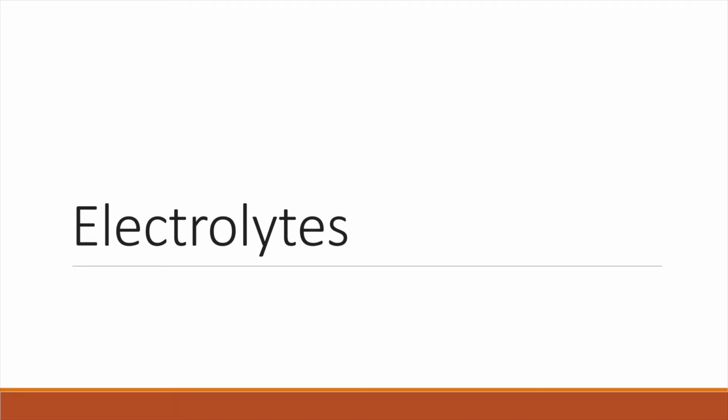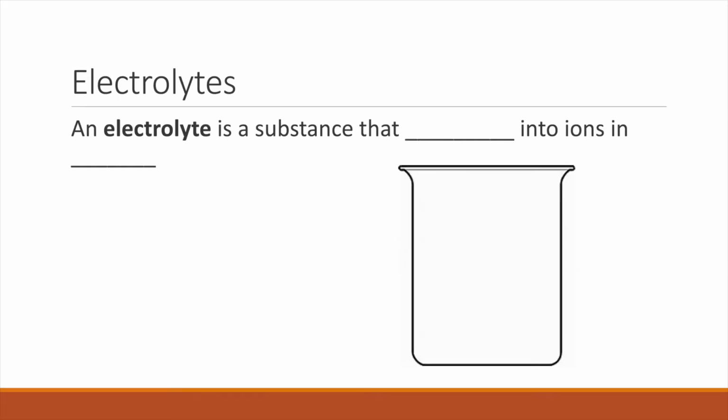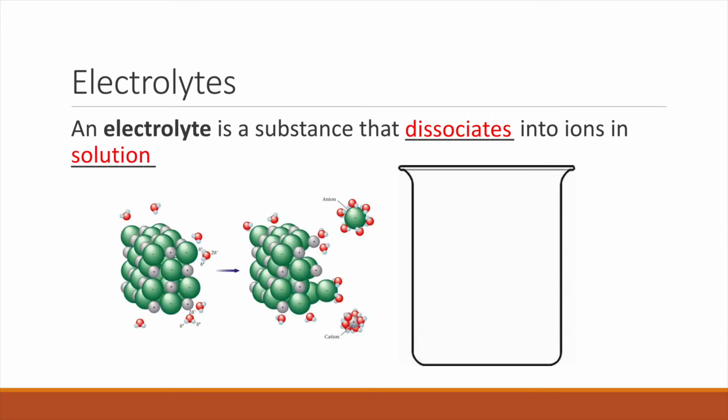In this video we are going to be talking about electrolytes. So an electrolyte is a substance that dissociates into ions in solution. Typically we're talking about some sort of solid that, when it comes into contact with water, is going to break apart into ions. That's what dissociate means, to break up into ions.